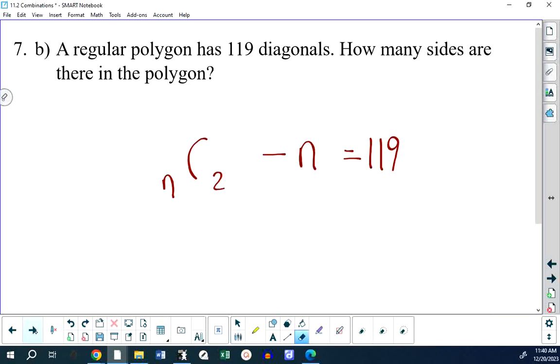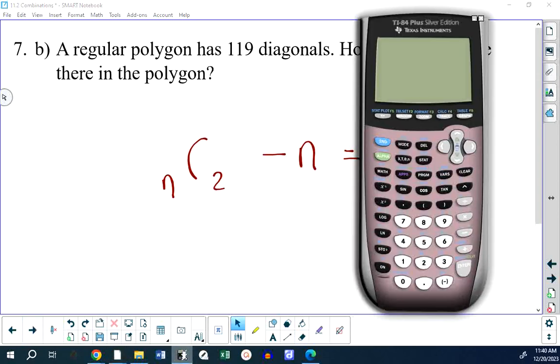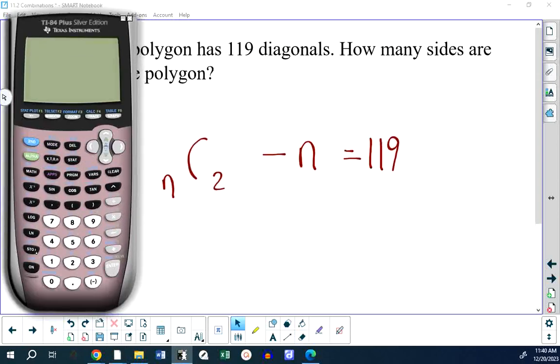So if this is a numerical response question, you could just pick a number for n. You could pick 14 and see if it works. I think it's more efficient to do this in your calculator. Again, I'm not a big fan of how it looks, but that's correct. And then go to your table, and we are looking for 119, and there it is, there are 17 sides.